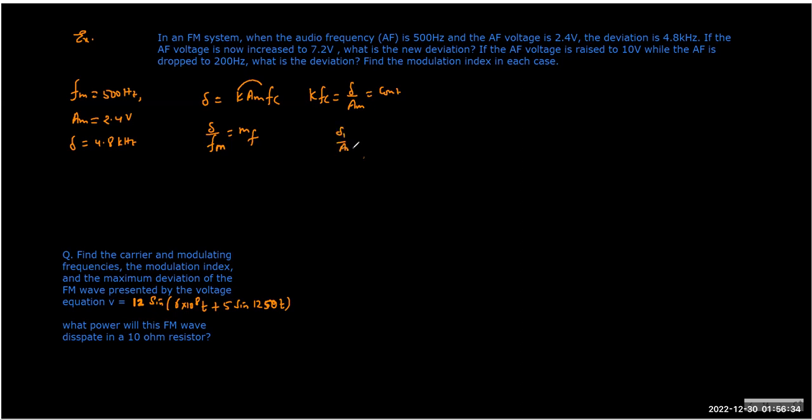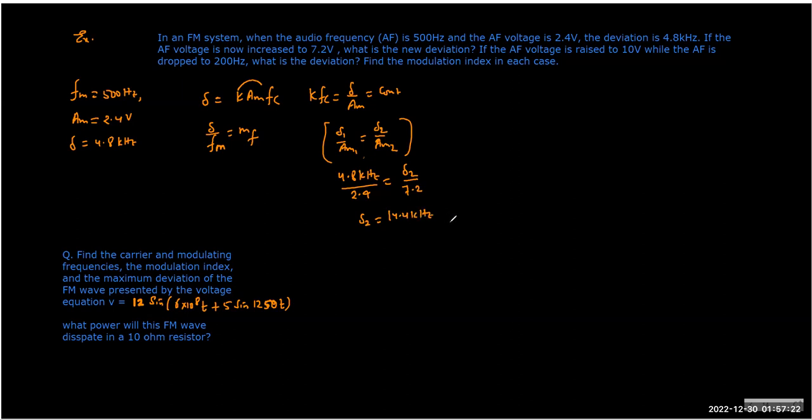So delta 1 by AM1 equals delta 2 by AM2. Yes. The first case you can solve, isn't it? The first deviation given was how much? 4.8 kilohertz, right? And the AM is given to us in the beginning, 2.4. Now they're saying if the audio voltage is changed to 7.2 volt, what is the new deviation, guys? So delta 2 is how much? Can you solve? It's simple, sir, 14.4 kilohertz. Yes, kilohertz. So that is how you got the answer, right?